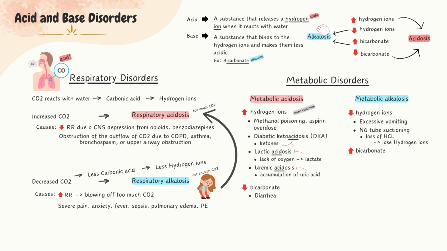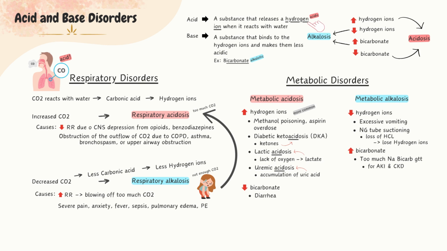So if the patient is losing hydrochloric acid, less hydrogen ions are being produced, and the body goes into metabolic alkalosis. You can also go into metabolic alkalosis by gaining too much bicarbonate. For example, patients with kidney injuries may be treated with sodium bicarb drips, and they may end up getting too much bicarb and go into metabolic alkalosis.